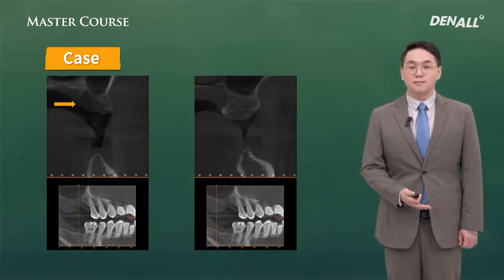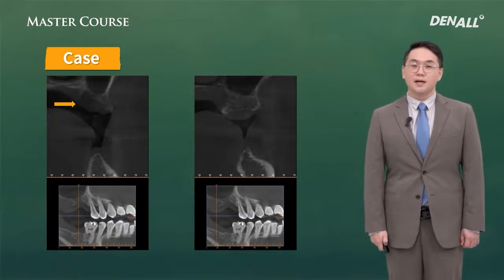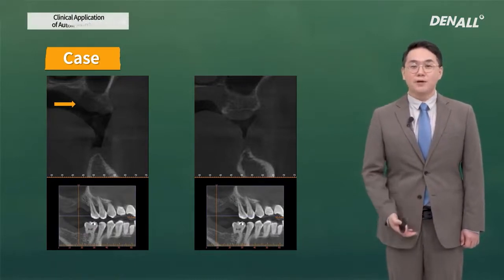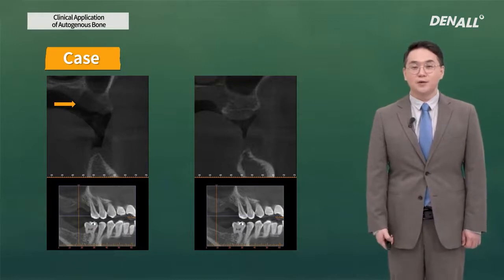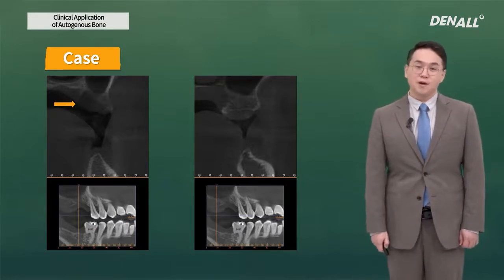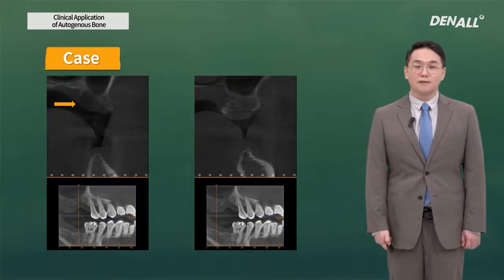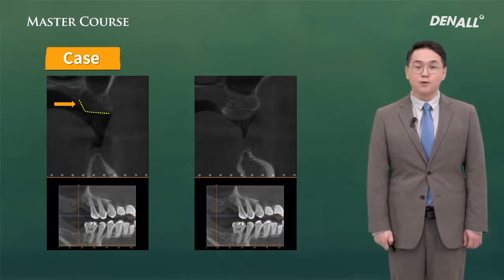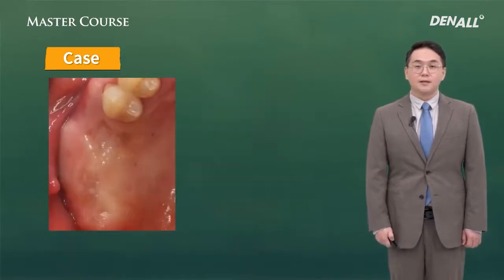The palatal flap cannot easily be pulled coronally. So this is a very unfavorable environment for bone grafting. So we need to use graft material with excellent bone regeneration potential. I thought creating an ideal contour like this would be helpful for the long-term prognosis of the implant.